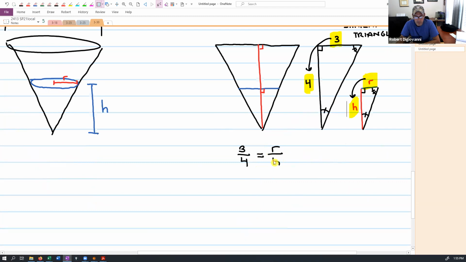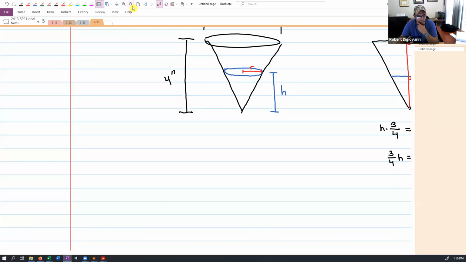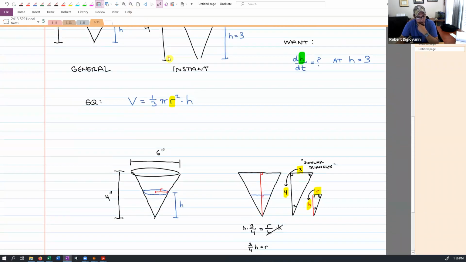And what's great about this formula is that now I can solve it for R. So let's get R by itself by multiplying both sides by H. I just multiplied H here and H here. H is canceled and I get R is 3/4 of H. Now let's see why that's a good thing. If we come back up to this volume formula, we can now replace this R with 3/4 of H.